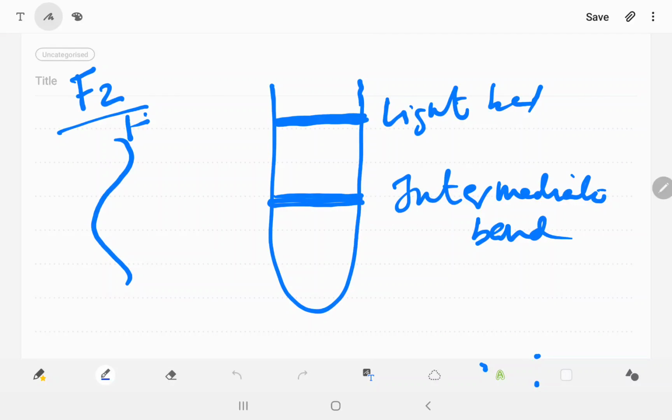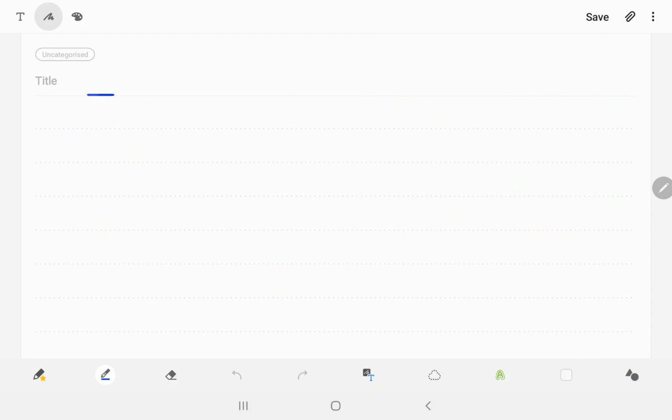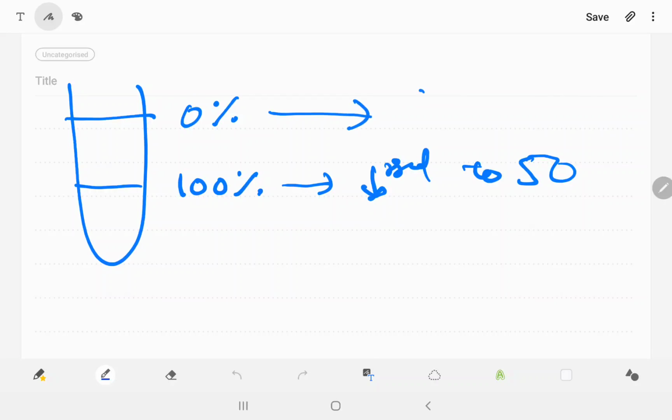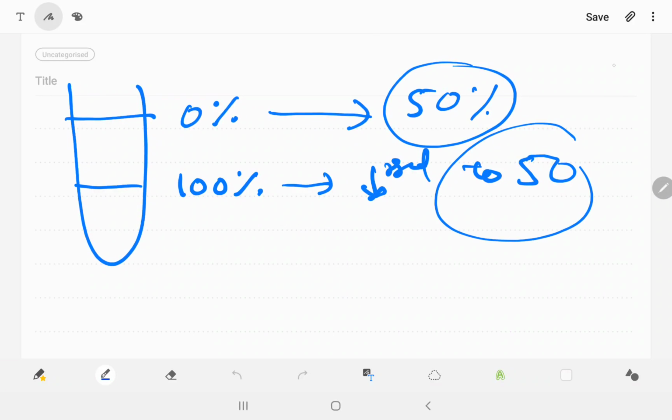What does it mean? I will tell you what it says. Now you find both bands, right? Light and intermediate. Previously, intermediate was 100%, light was 0. Now the intermediate band is reduced to 50, and the light band is increased to 50. Let us see whether it is 50 or not.